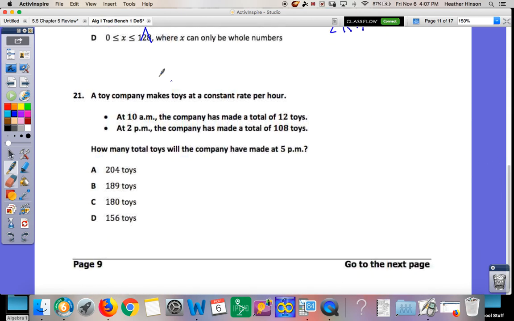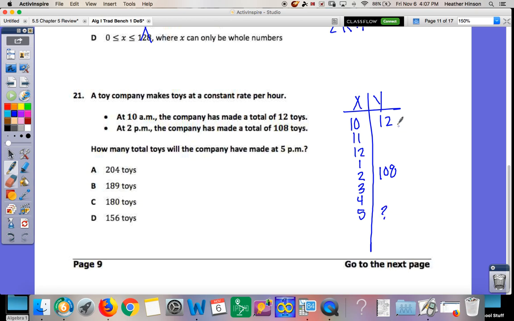Okay, 21. A toy company makes toys at a constant rate per hour. At 10 o'clock, the company made a total of 12 toys. At 2 o'clock, the company made a total of 108 toys. How many total toys will the company have made after 5? There's a lot of ways you could solve this, but I think the easiest thing to do is to make a table. So at 10 o'clock, we sold 12 toys. And then we're going to go down to 2 o'clock. At 2 o'clock, we sold 108. We want to know what it's going to be at 5 o'clock.